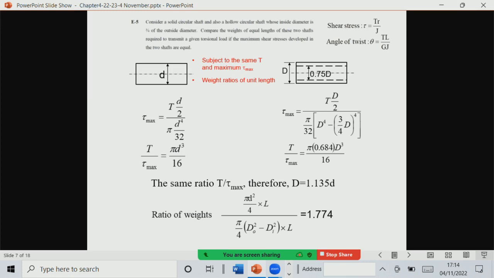So it's allowed to take photos of solutions on the board? You can take photos of everything you want except me. Okay.